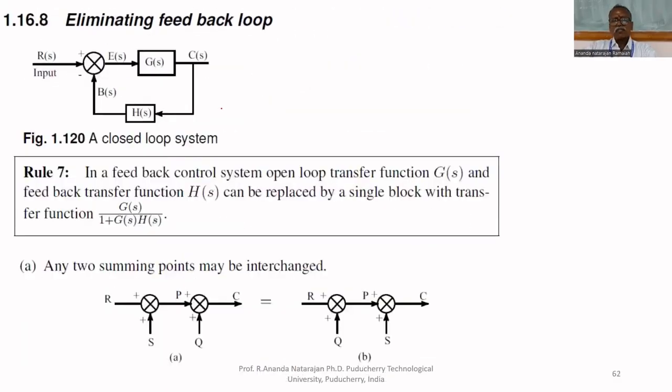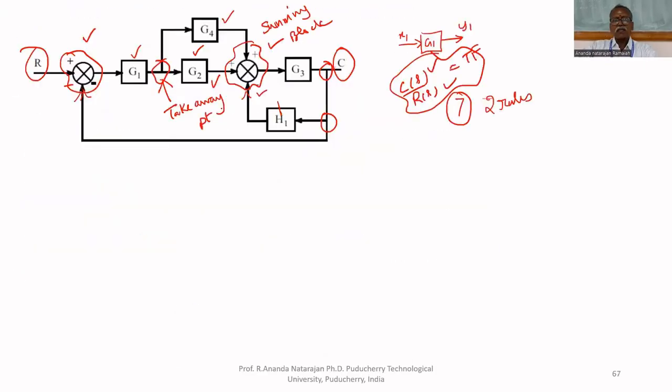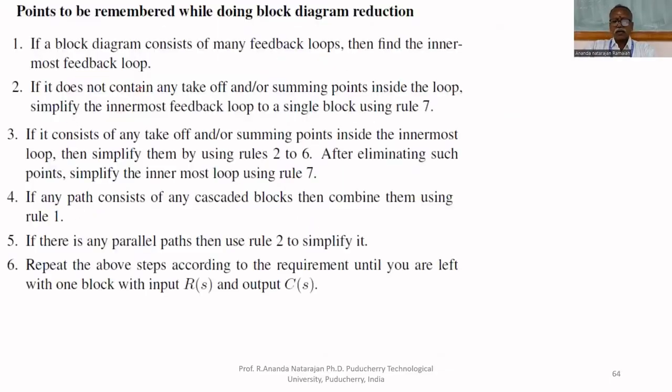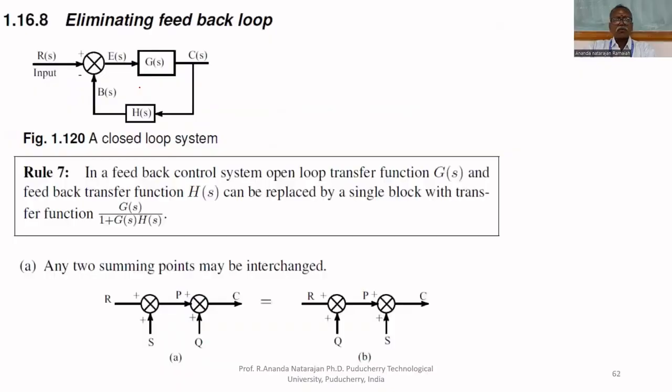If you want to reduce this, we'll see later. By using the 7 rules, we will reduce this to a single block, a single transfer function C of S upon R of S. We'll find that. But to reduce that, we have to move this takeaway point ahead of a block, or sometimes before that block. For that, some rules are required. We should know the rules.